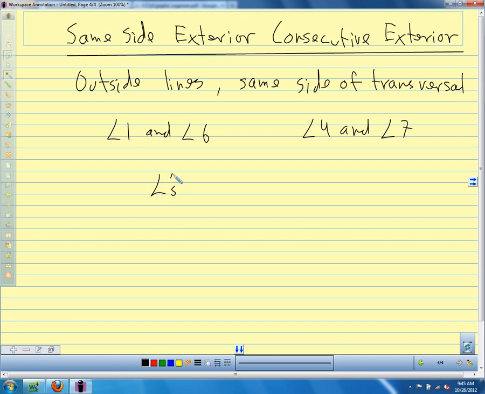If same side interior angles are supplementary, what would you guess is true about same side exterior? They are also supplementary. And again, that means they add to 180. So angle 1 and 6 would add to 180. Angle 4 and 7 would add up to 180.